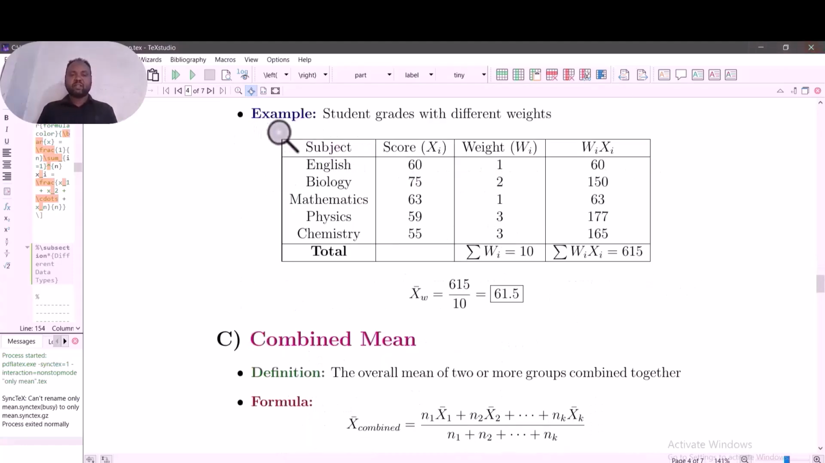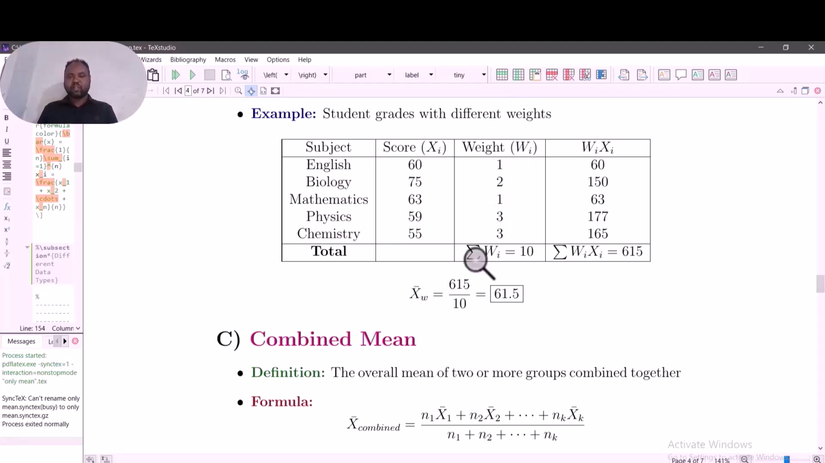Let us see this example: student scores with different weights. Let's say a student has sat for an exam in 5 subjects, right? And he scored this element for each respective course, right? English 60, biology 75, mathematics, and so forth. But we know that there are predetermined weights for each course. English has weight 1, biology 2, mathematics weight 1, physics 3, chemistry 3.